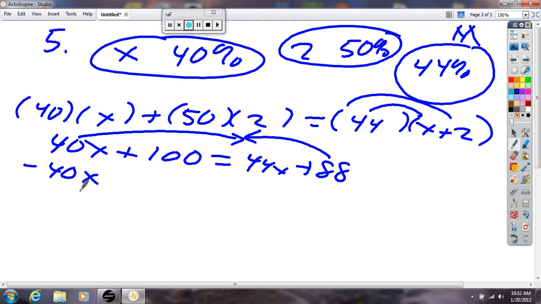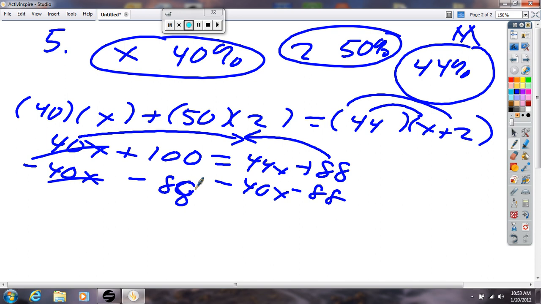Minus 40x, minus 40x. They're gone. What else am I moving? 88, so how do I move it? Minus 88, minus 88. There you go. And what do I end up with? 100 minus 88 is 12 equals 4x divided by 4, and x equals 3.